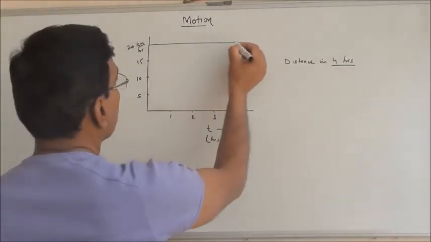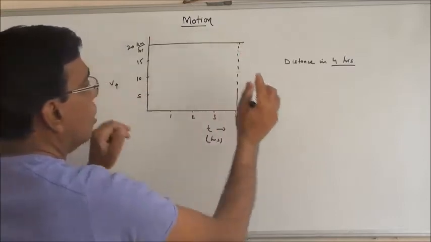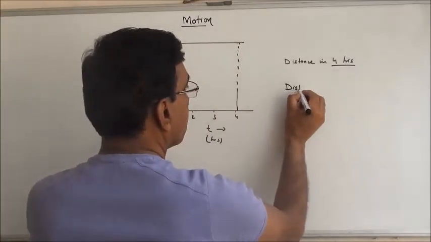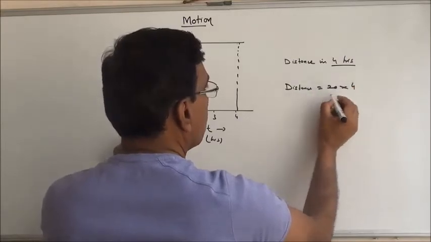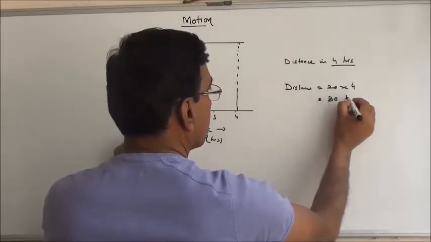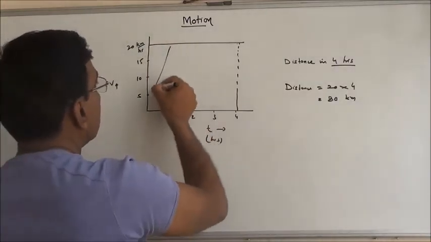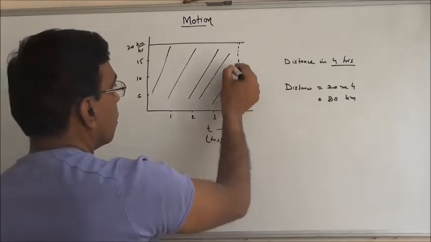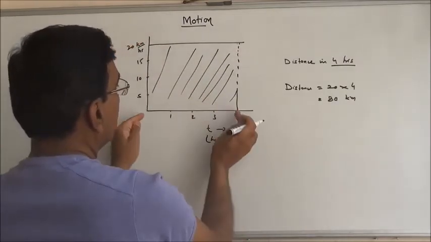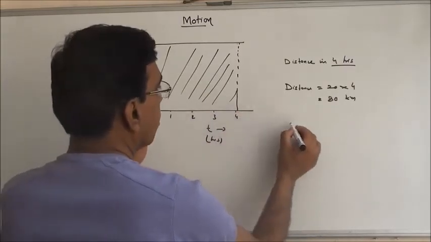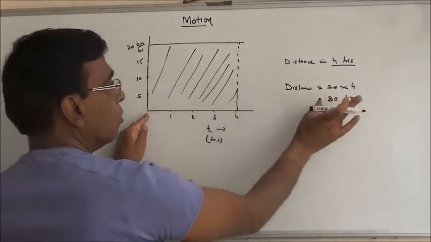Now see how we will calculate. It has constant speed. So distance will be speed into time, 80 kilometers. How can we find that? We can find out this area. This is the speed and this is the time. So 20 into 4. So it gives us 80.